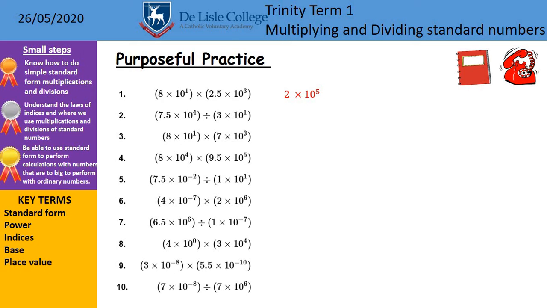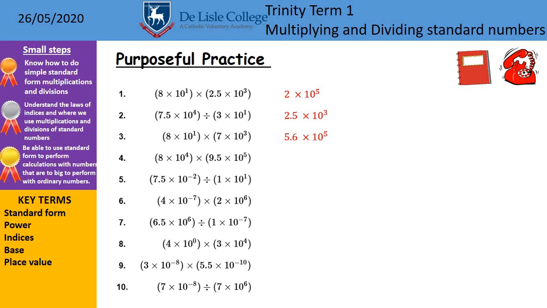So, next one, 7.5 this time divided by 3 is going to give me 2.5, and then I'm going to subtract the powers. In this case, I'm going to do 8 times 7, and the answer to the 8 times 7, I will also have 10 to the power 4 with it. So there's my 56 times 10 to the power 4, which is actually 5.6 times 10 to the power 5.